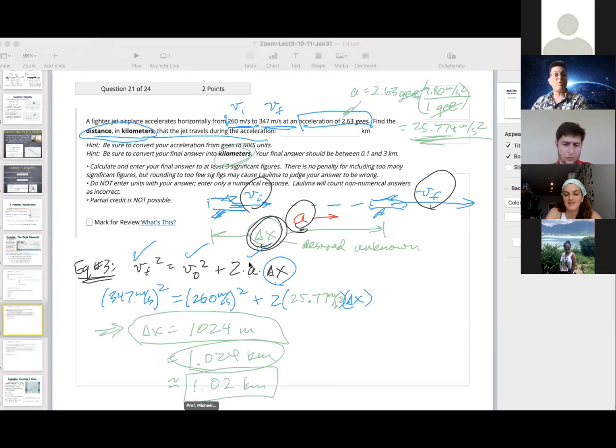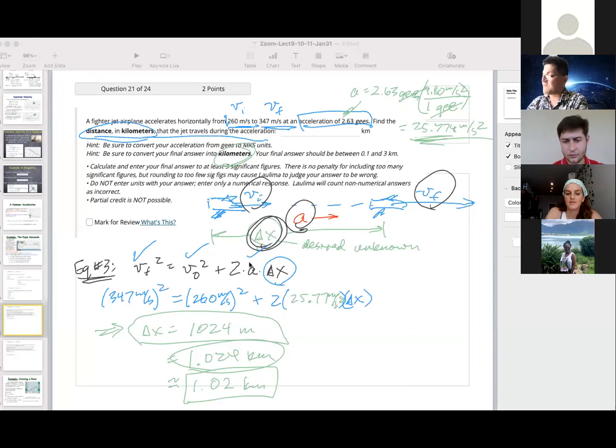But Laulima doesn't care about significant figures, right? So you can just put in as many sig figs as you want. Don't put in too few. Otherwise, Laulima will think your answer is rounded off incorrectly, that is too far off from the correct answer, right? And it'll count it as wrong. But otherwise, you can put in as many as you wish and it won't count it as wrong.